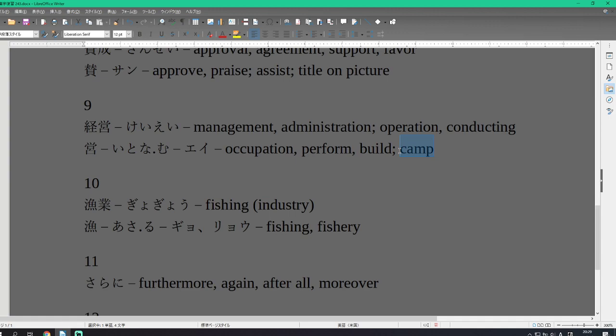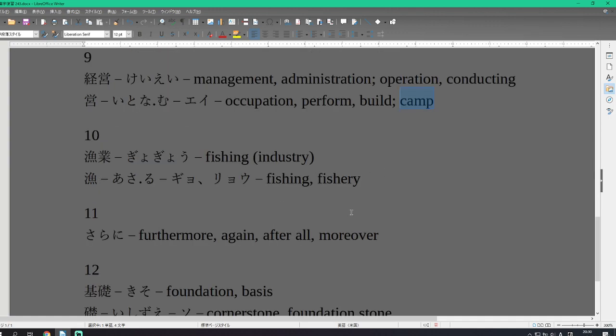KA A is management or administration. KA to A, an occupation. KA is experience or longitude. KA A, management or administration.